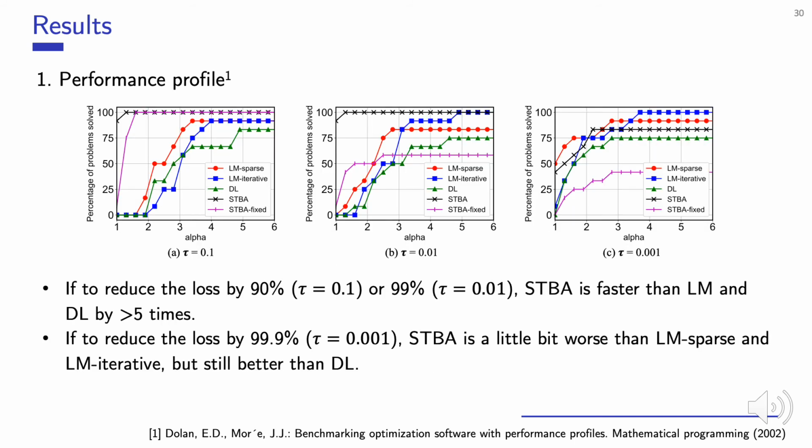If we require the solvers to reduce the loss by 90% or 99%, we find STBA is faster than Levenberg-Marquardt and dogleg by more than 5 times. But if we require it to reduce the loss by 99.9%, STBA is a little bit worse than LM methods, but it still outperforms dogleg.